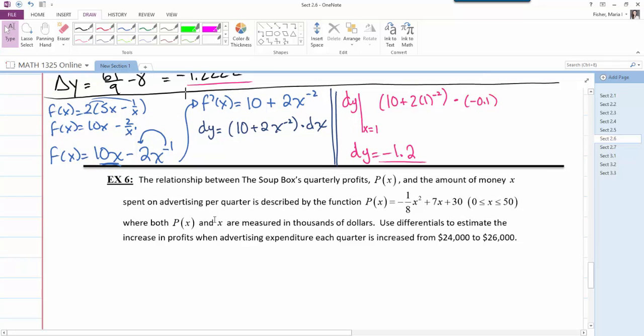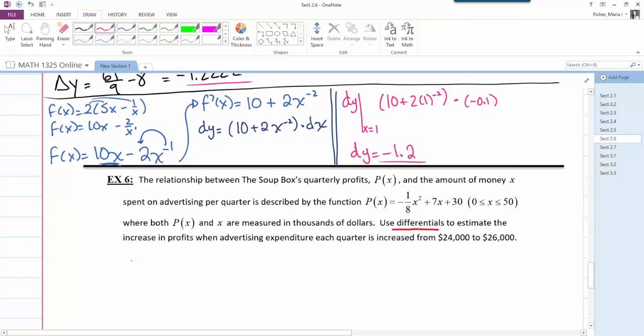So we say that the relationship between the soup box's quarterly profits, P of x, and the amount of money x that it spends on advertising per quarter is described by this following function. P of x is equal to negative 1/8 x squared plus 7x plus 30, where x is between 0 and 50, where P of x and x are both measured in thousands of dollars. So use differentials to estimate the increase in the profits when advertising expenditure each quarter is increased from $24,000 to $26,000. So use differentials to figure this out.